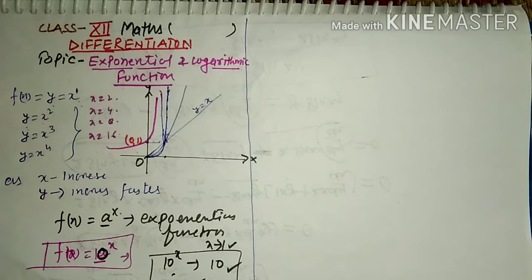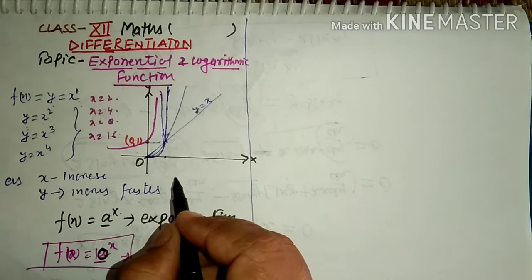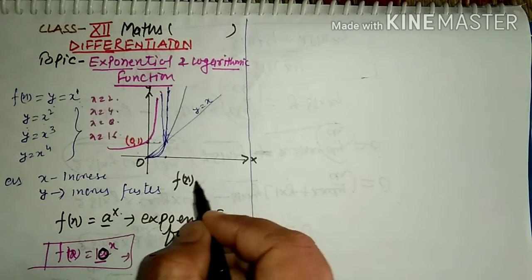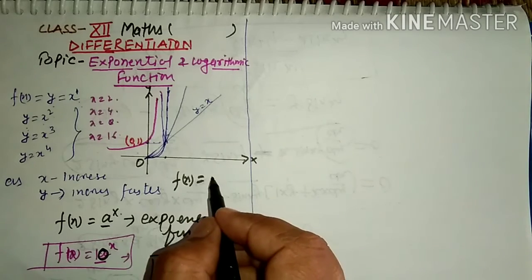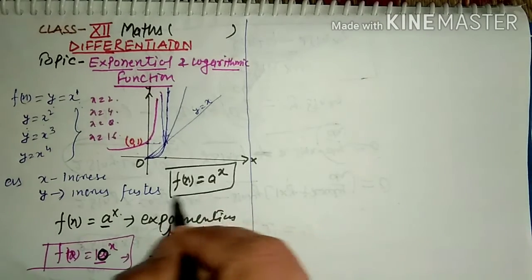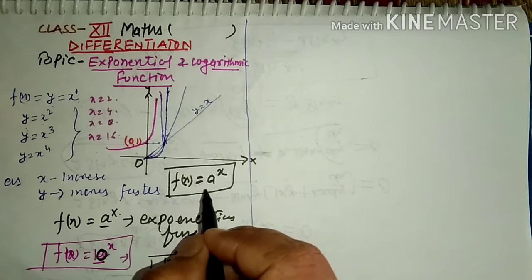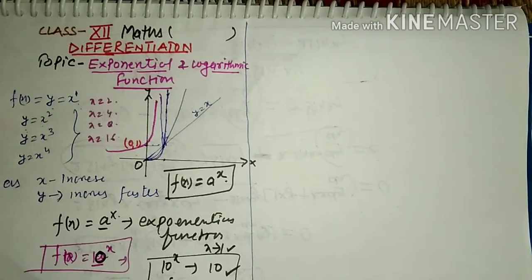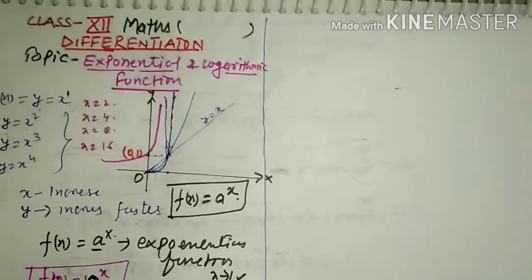Clear? So exponential function is a function f(x) is equal to a constant to the power of a variable. If there is any constant whose power is a variable, it is called an exponential function. Clear? Okay, let's understand the definition of this exponential function.